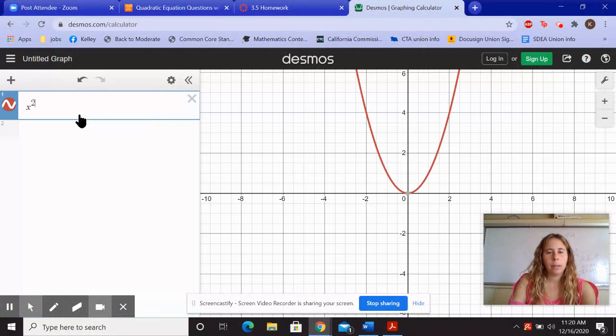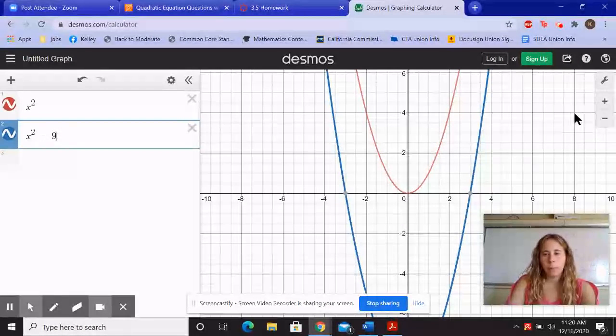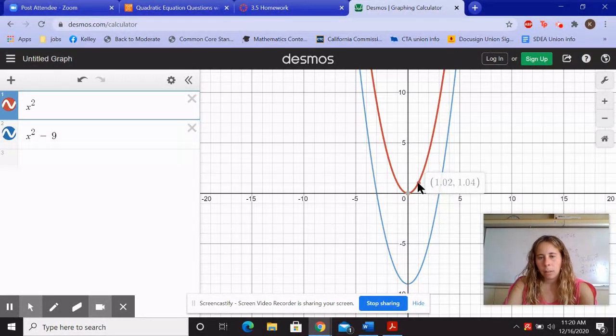We have x squared. We have x squared minus 9. Okay, let's zoom out. So you see it's the same shape, it's just shifted down 9. So all of your x values are the same. Your y values are just all down 9. So this is 0, 0. This is 0, negative 9. What's another point that's easy? When x is 1, y is 1. For this one, x is still 1, and y will be shifted down 9. So 1 minus 9 is negative 8.